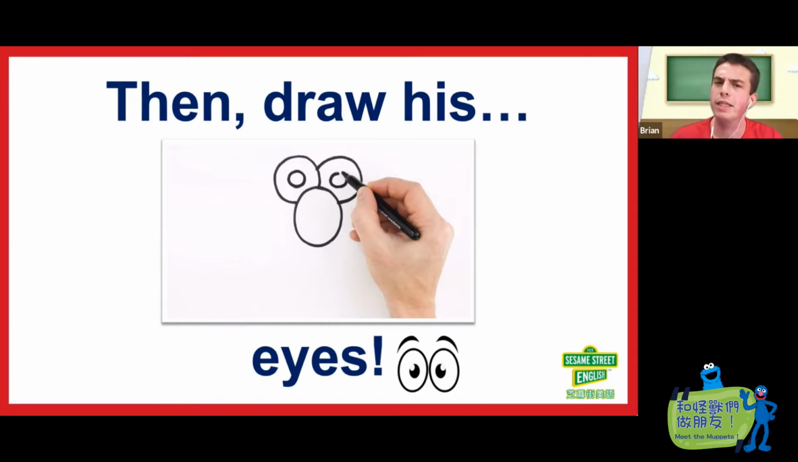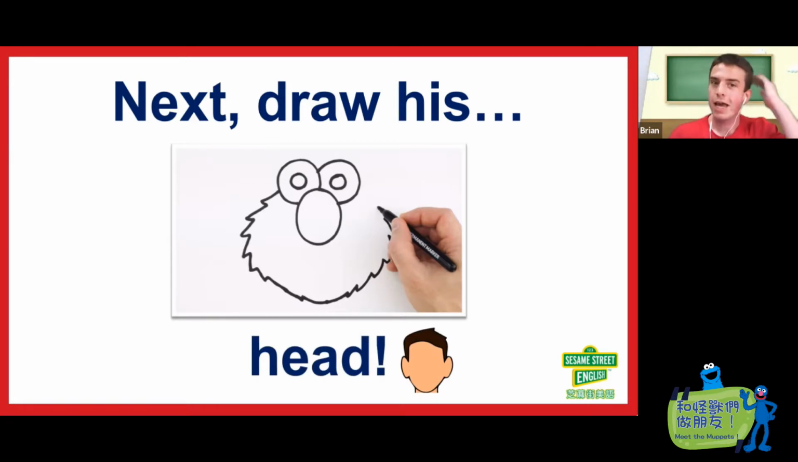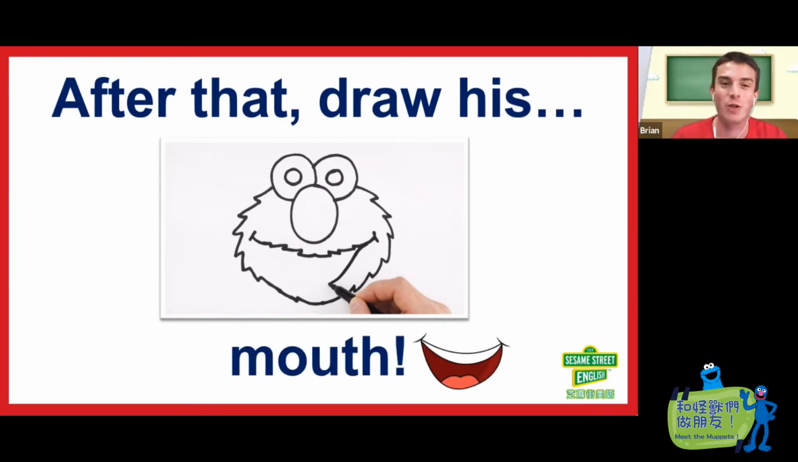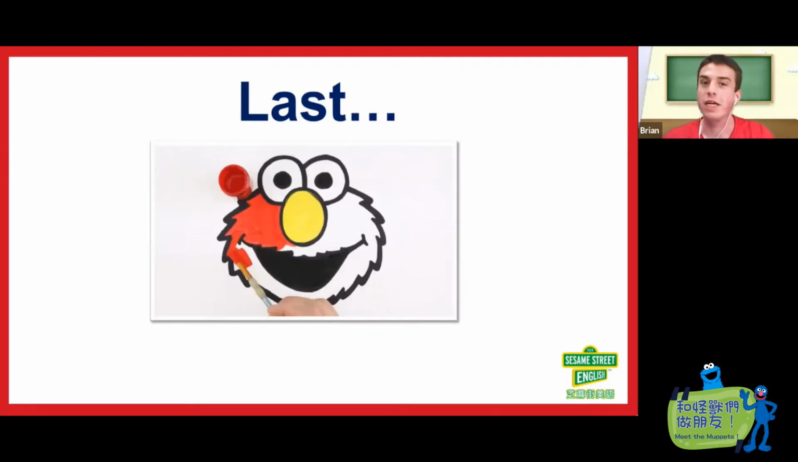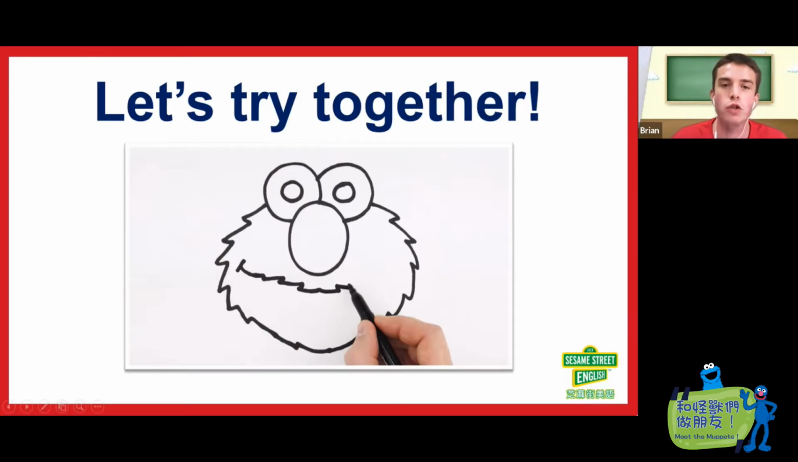So what's next? Next we draw his head. After that, we draw his mouth. And last, what do we do? We color him. So we color him last. Now that we've talked about these steps for drawing Elmo, I want to try together.